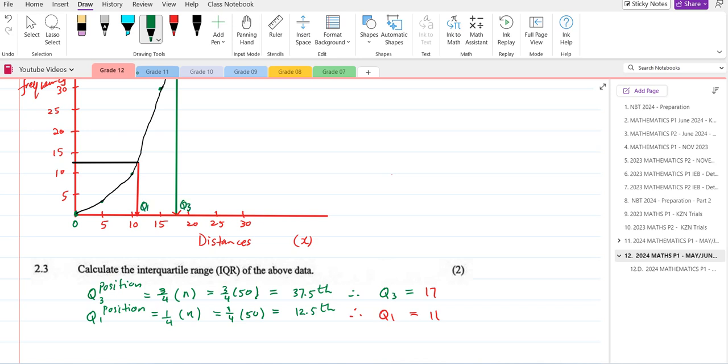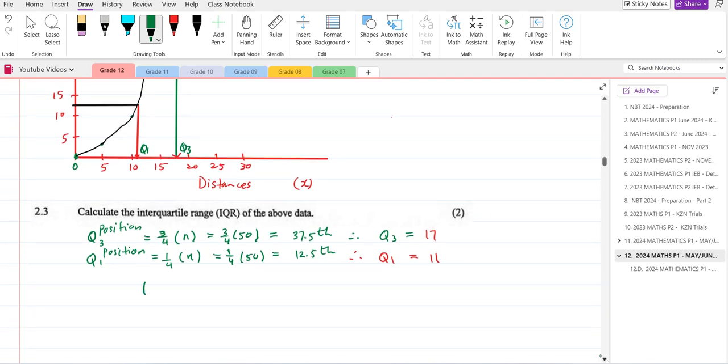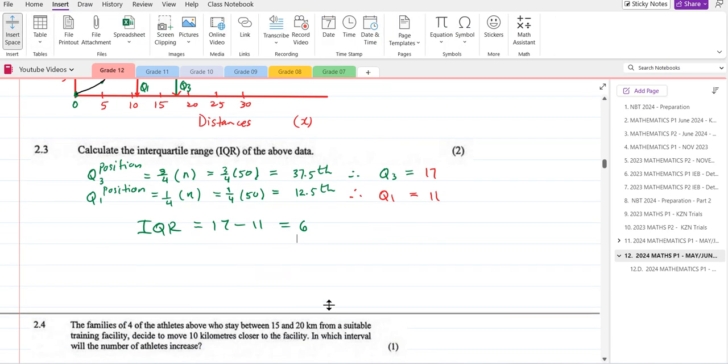Now let's solve. So the IQR is equal to the difference in these x values, which is 17 minus 11, which is 6. So I hope you guys are understanding. So I've got 6 as my IQR.